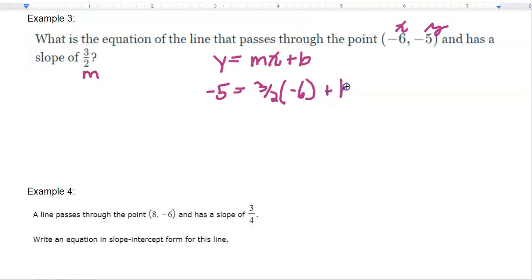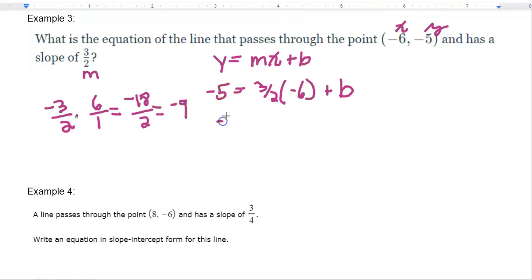Be careful here, you don't confuse this -6 with the b. They're different. That's a -6, that's a b. Okay, 3/2 times -6. I'll bring that over here. -3 over 2 times 6 over 1. -3 times positive 6 is going to be -18 over 2. And -18 divided by 2 is going to be -9.